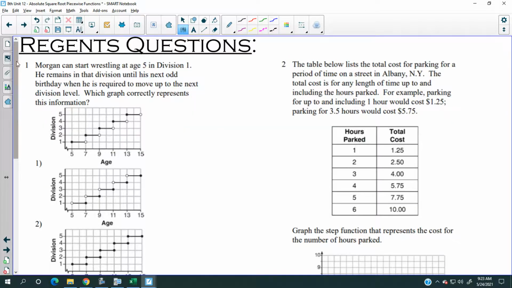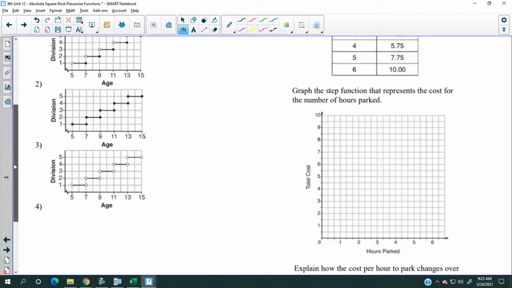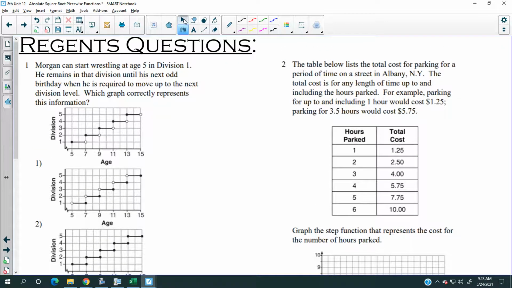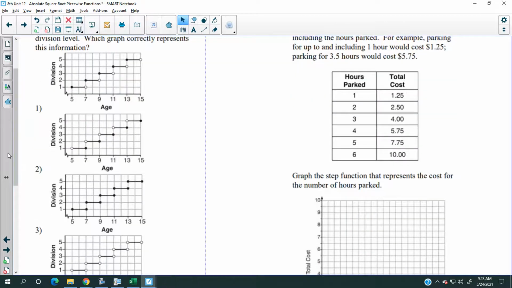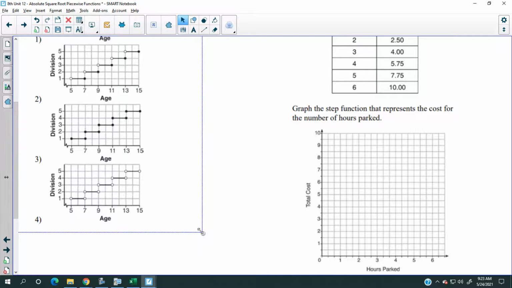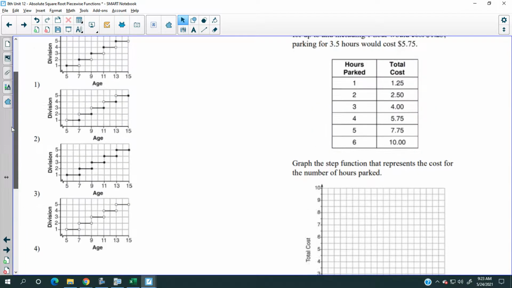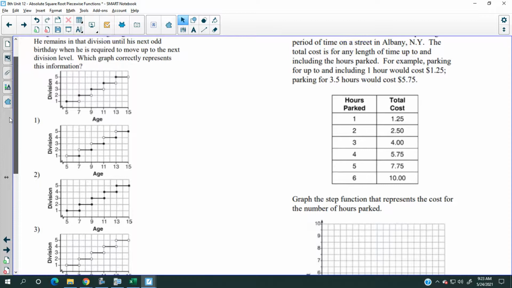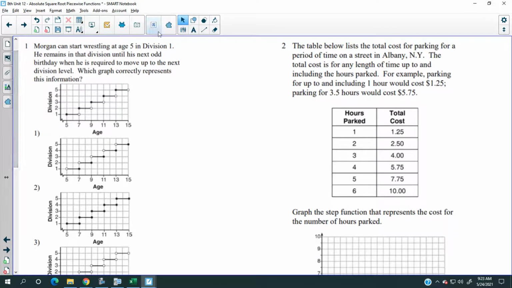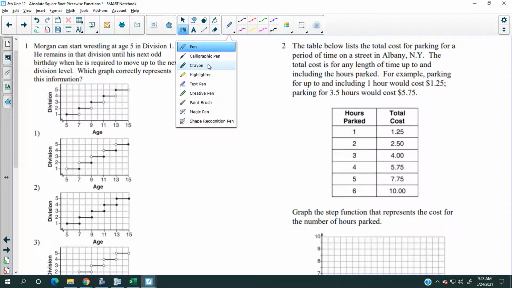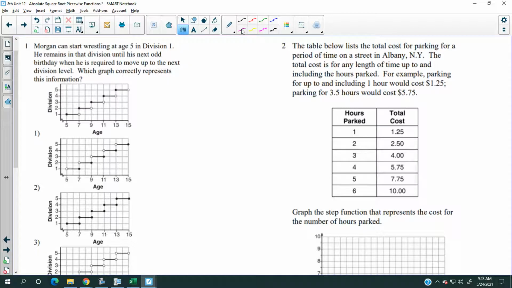All right, let's see. Let's try one then, even though I don't have enough space. I gotta make this smaller. Hold on one second. But then again, I'm worried that if I make it too small, you can't read this. All right, let's try it. Morgan can start wrestling at age 5 in Division 1. Hold on, getting my highlighter. All right. Age 5. Okay, I'm keeping that in mind.